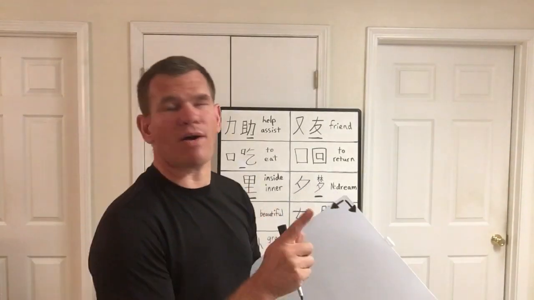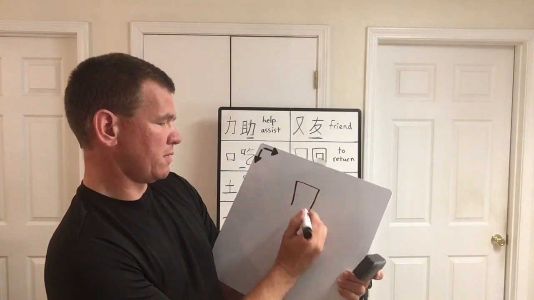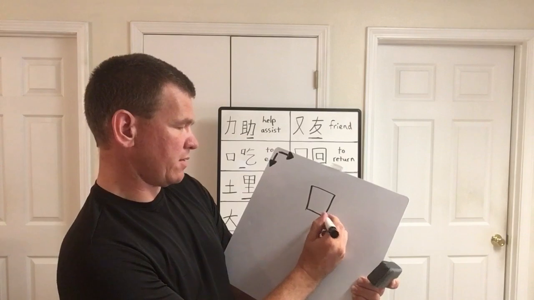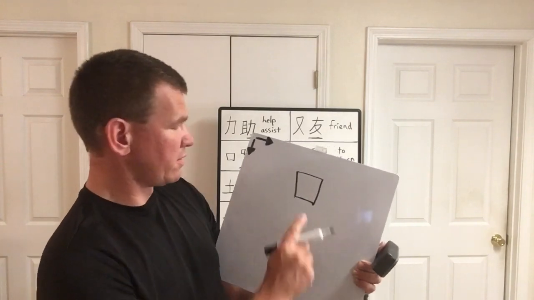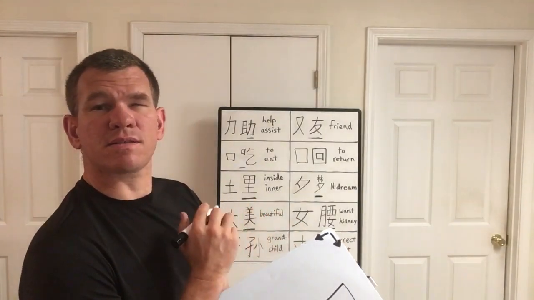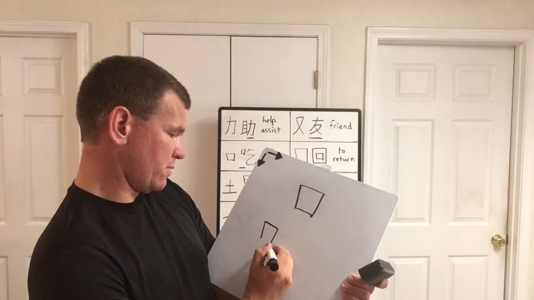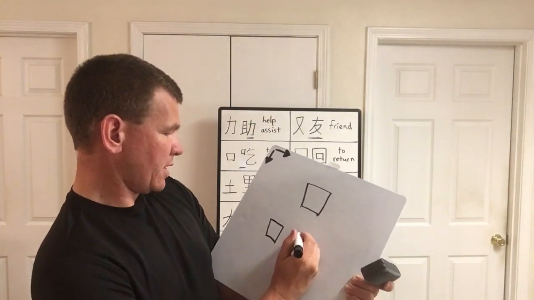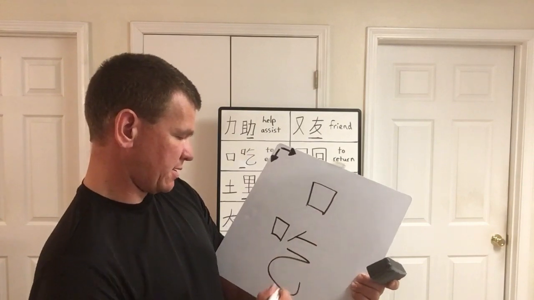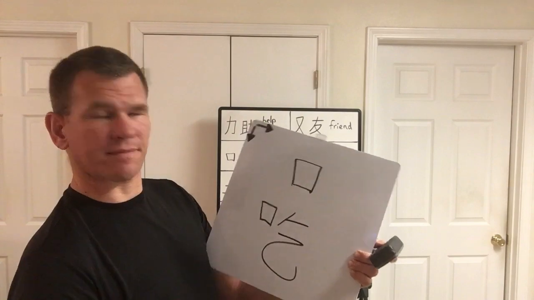Next is mouth. 1, 2, 3. And that goes down, curves down at the end. That's mouth. Now, the character on the right is to eat. 1, 2, 3, 4, 5, 6. So mouth and to eat.